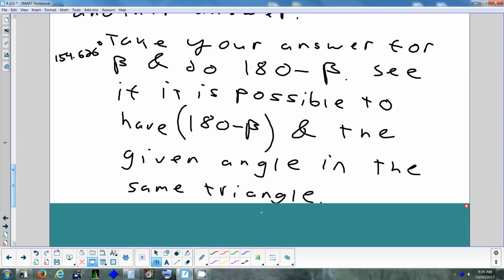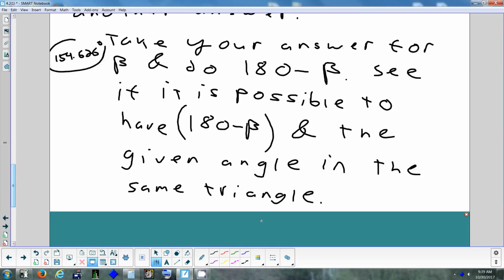Now, what you want to do is look at the number you just got. Go back up and look at the angle that was given to you. They gave us an angle to start. And see if it's possible to fit 154.626 and the given angle in the same triangle. And by fit, I mean it can't add up to more than 180. If it fits, then it's a second answer. If the given angle and the 154.626 is too big, then we can cross out the 154 and ignore it.